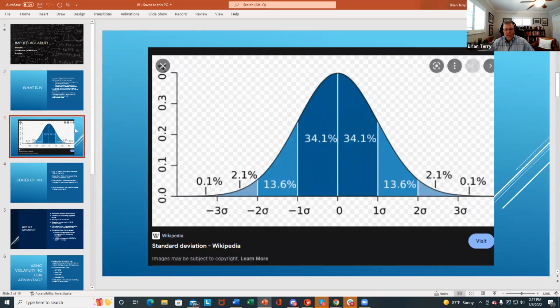Okay, here's just a really quick, you've seen these 100 times, I'm sure. This is basically the bell curve or standard deviation. You'll see 34% on each side makes 1 standard deviation. And if you're interested, 13.6% takes you to 2 standard deviations. So really, once you get past 2 standard deviations, it's going to cover like 96% of the movement in that particular stock.